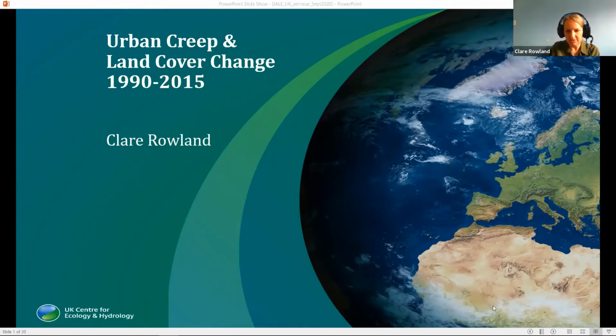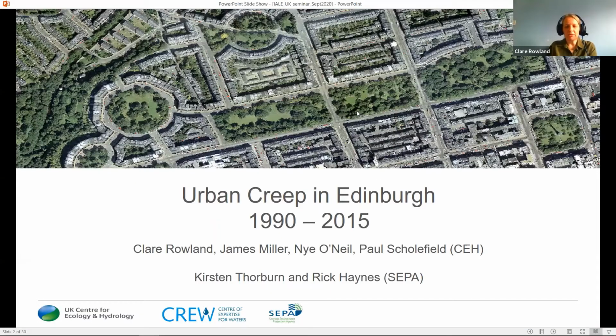I'm trying to work out how to advance this to the next slide now. Okay, so. Right, so I'm going to talk about the small scale land cover change work first.